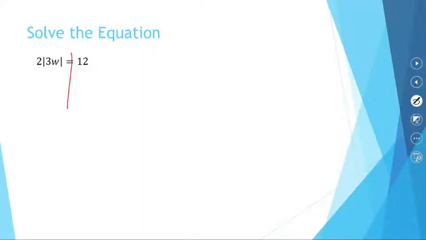So in that case, the 2. Since it's 2 times like before, we'll divide by 2 just to get rid of and cancel that 2 out. So we have the absolute value by itself equal to 6 in this case.